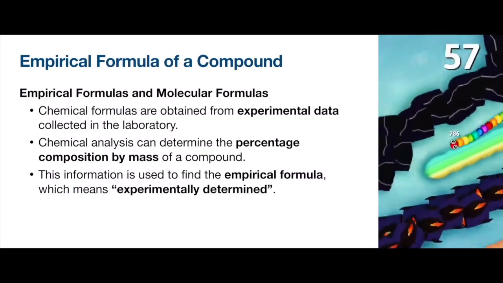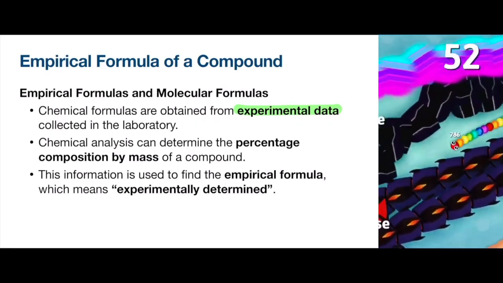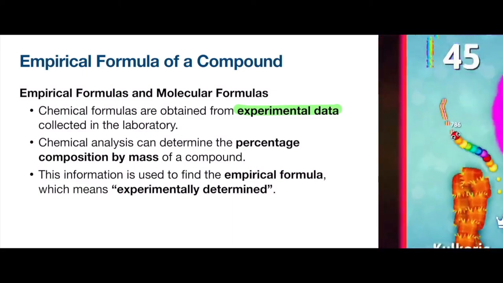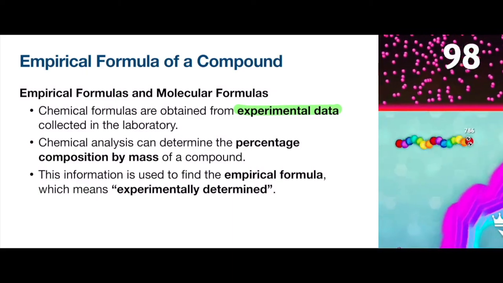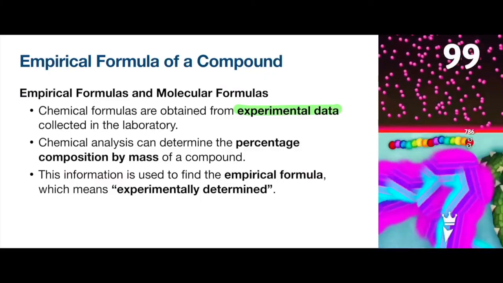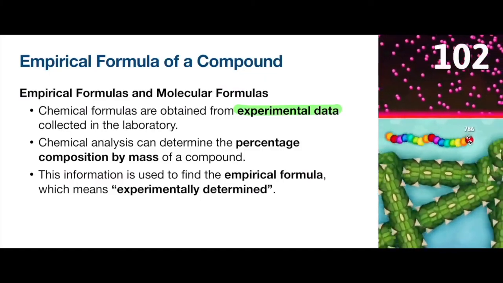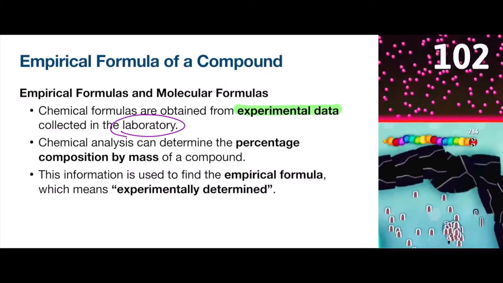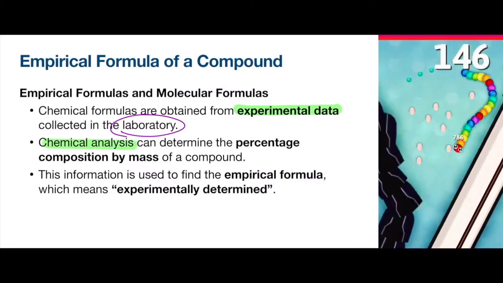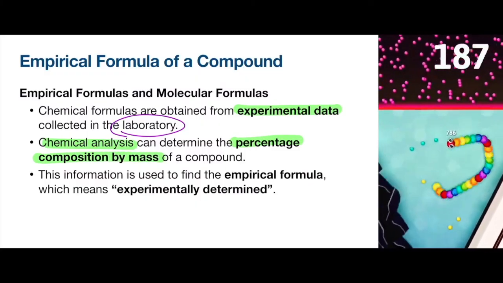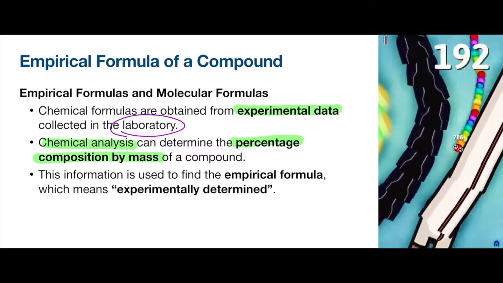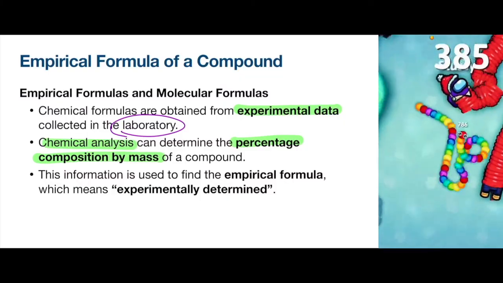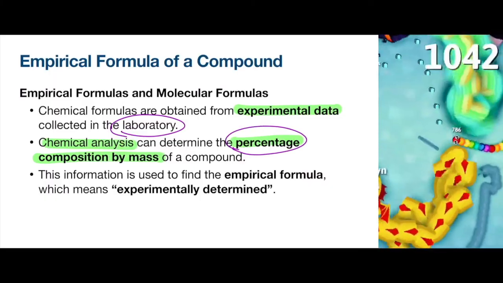Now, chemical formulas are obtained from experimental data collected in the laboratory. This means that chemical formulas don't just come from memorization or guesswork. Scientists determine them through experiments conducted in the laboratory, where they collect measurable data about substances. Chemical analysis can determine the percentage composition by mass of a compound. This gives us an idea that one important type of data from these experiments is the percentage composition by mass.